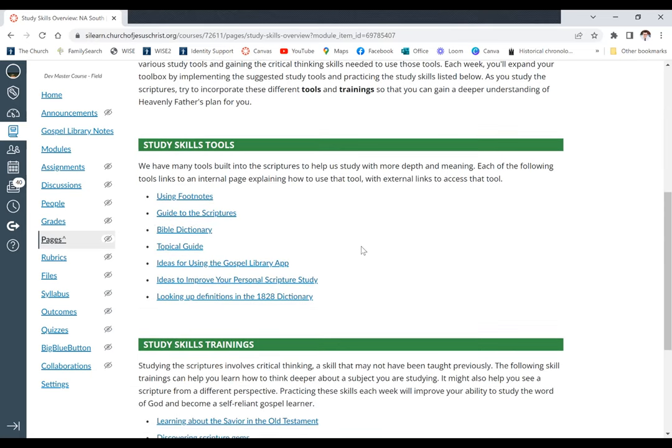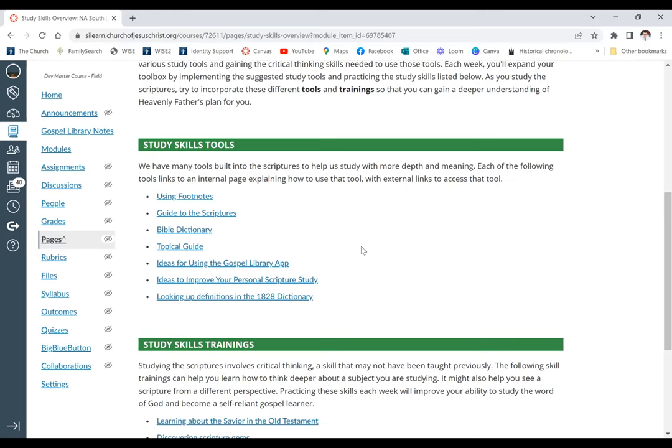And most of these are because you have tools that have been given to us by divinely appointed sources, such as the footnotes and this guide to the scriptures, Bible dictionary. One of the best tools that our students have really is the Gospel Library app on their phones. As they're looking through that, they have opportunities to be able to discover more from their scriptures than they ever have in the history of the church. And that's not by accident.